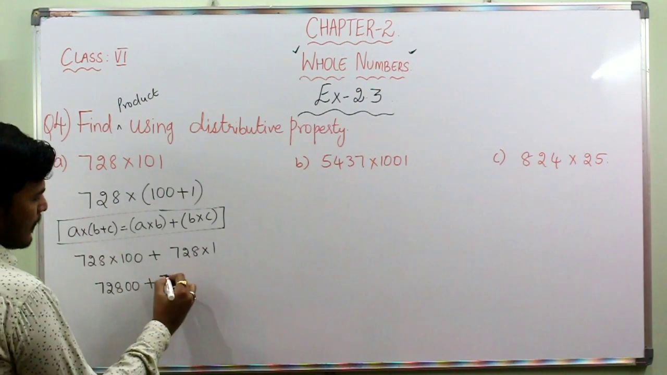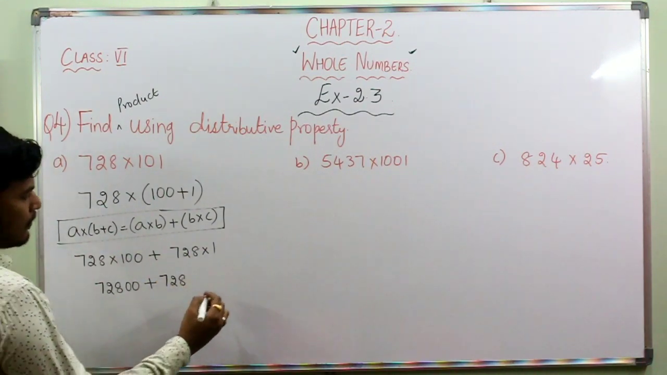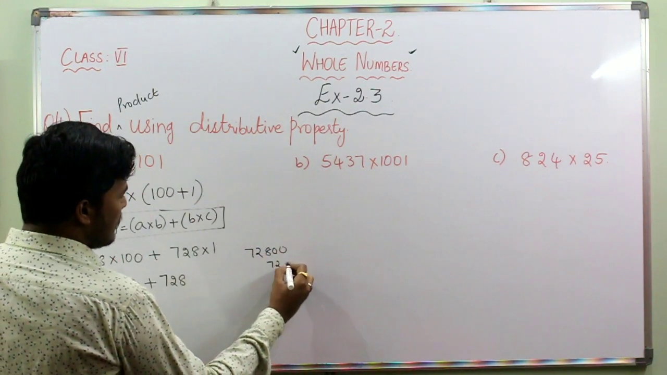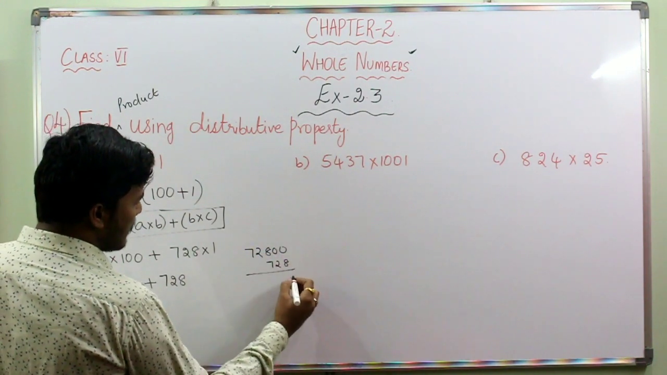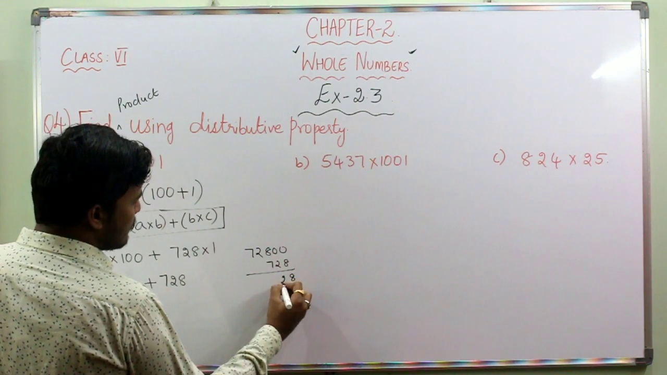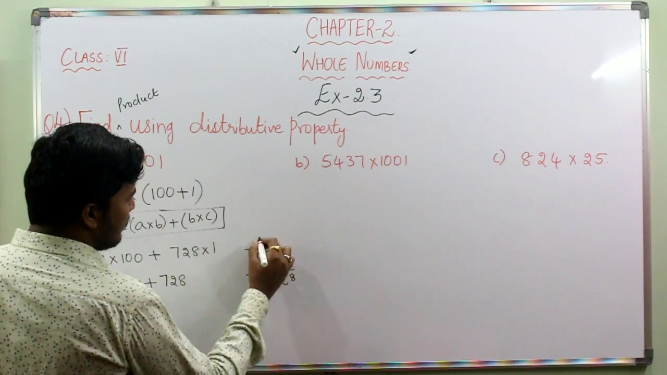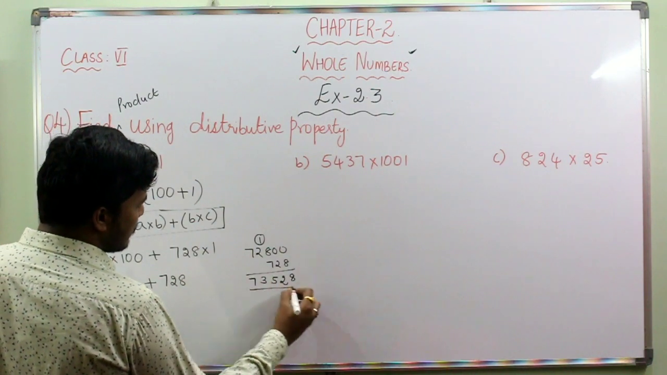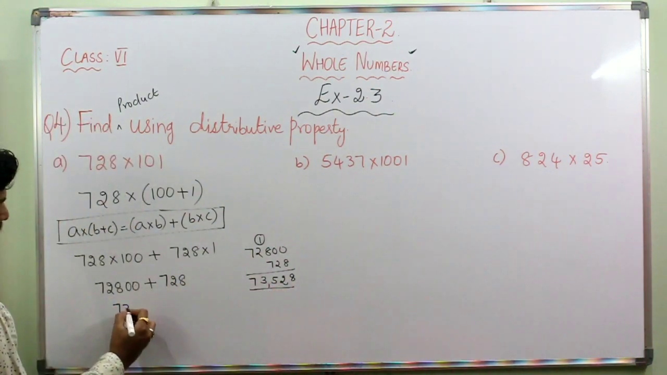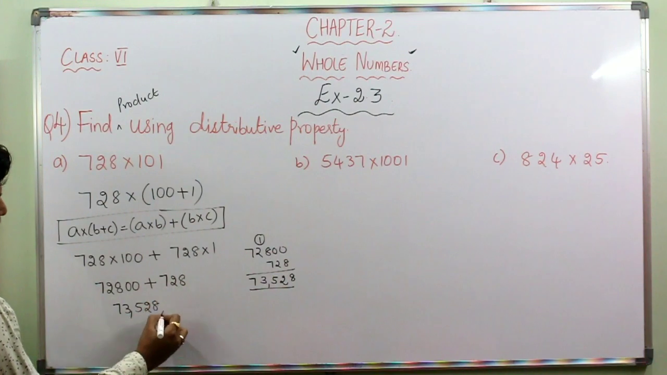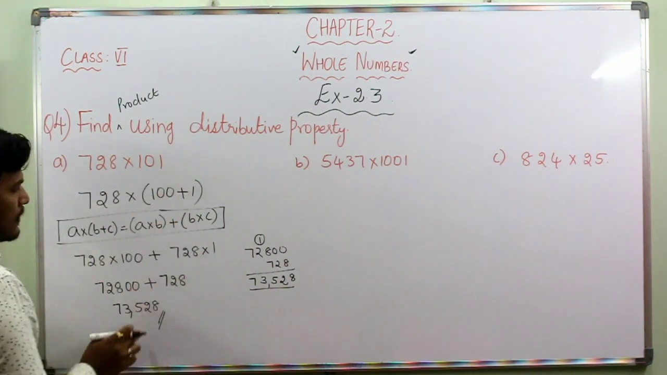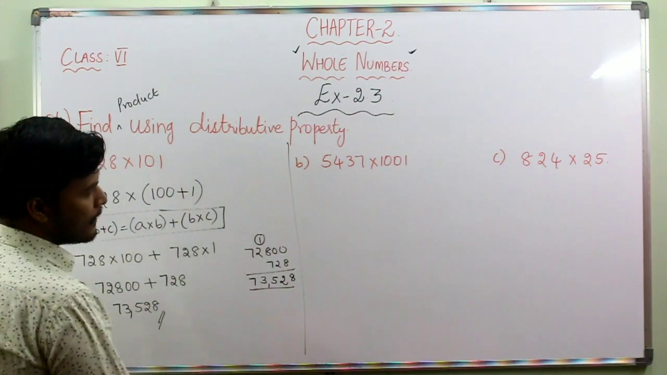Next 728. Now let us add these two, 72800 and 728. Then it will become 8 plus 0 is 8, 2 plus 0 is 2, 8 plus 7 is 15, 1 carry, 2 plus 1 is 3 and 7 as it is. So it will become 73,528. So this is the product of 728 into 101 using distributive property.